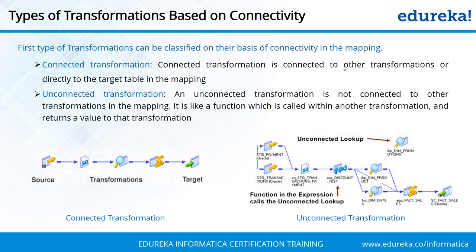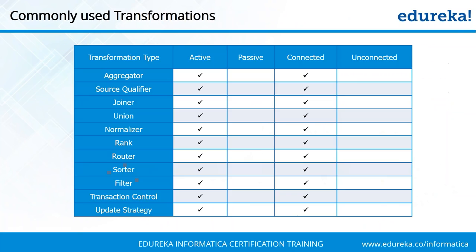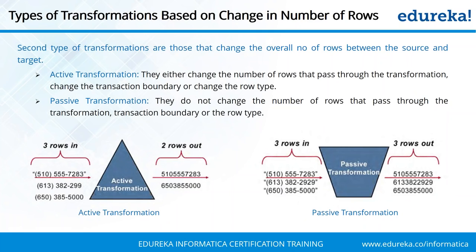All right. So now let's move ahead and look at the second category of transformations. So here we have the active and passive transformation. Now in an active transformation, the number of rows that pass through the transformation changes, or we change the transactional boundary or the row type. The transactional boundary comes into picture when we are processing transactional data, and the row type attribute is something that defines how each row is present in that table. To give you a better understanding, let's look at the example here.